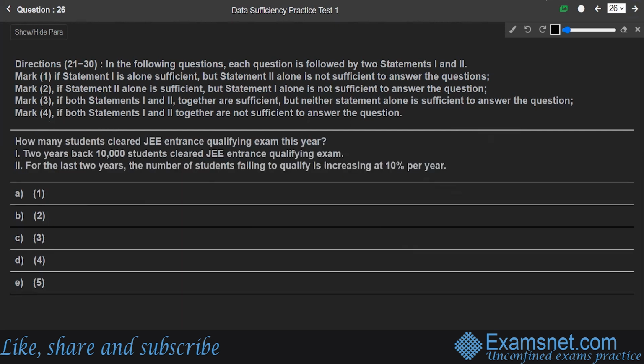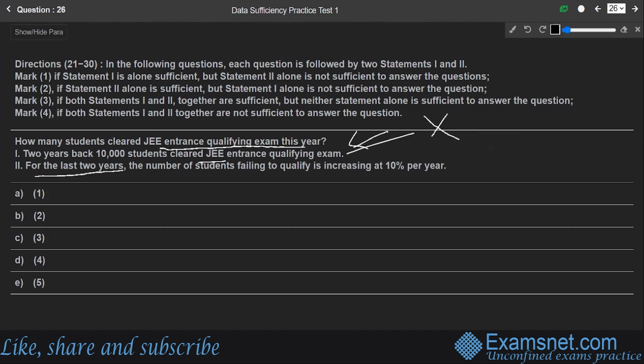How many students cleared JEE entrance qualifying exam this year? That is the question, whether we can answer it or not. First statement says 2 years back, 10,000 students cleared JEE entrance examination. So clearly, what happened 2 years back cannot be related to the present scenario unless there is some connection given. So clearly, statement number 1 is not sufficient.